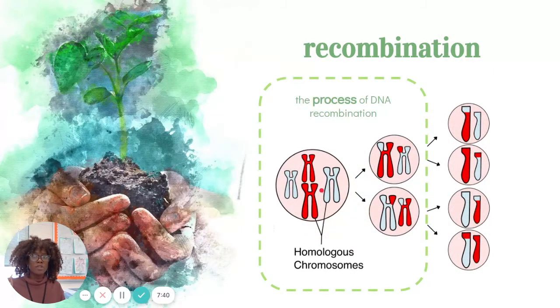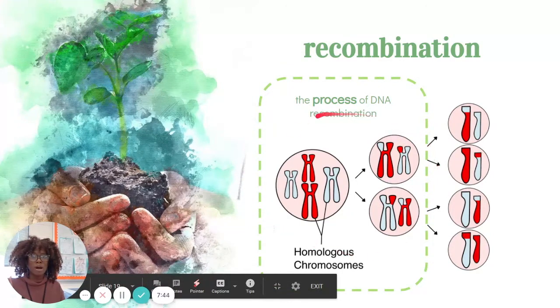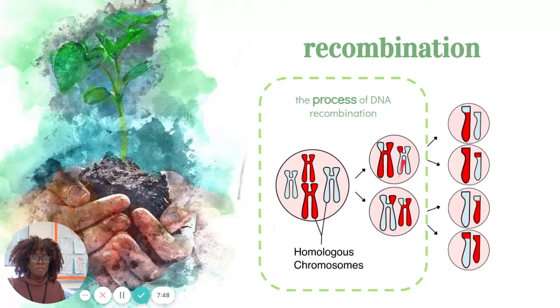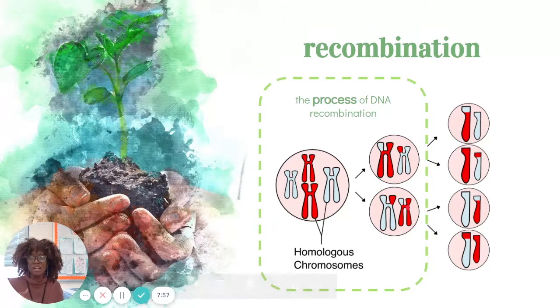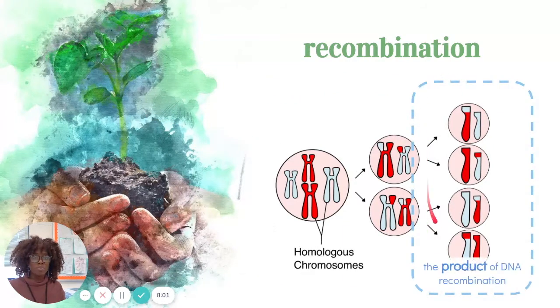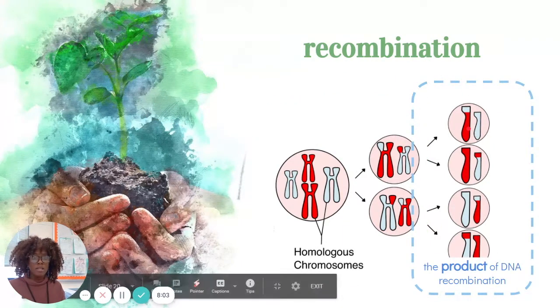Again, these are the homologous chromosomes. And this is what is known as a process of DNA recombination. As you can see, we started with all blue and all reds. But through the process of DNA recombination, we end up with a blue that has a little bit of red and reds that end up with a little bit of blue, right? They crossed over and they exchanged genetic material. The product of this process is going to be these types of chromosomes that are all mixed.